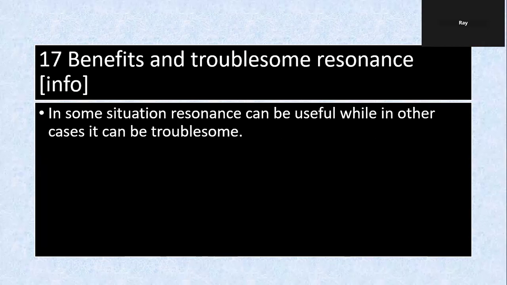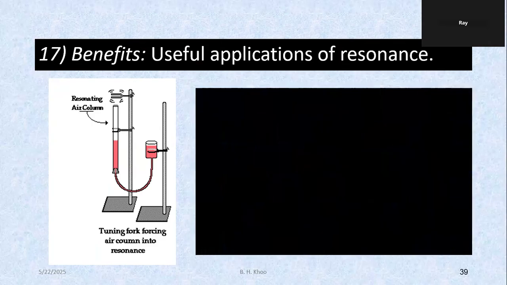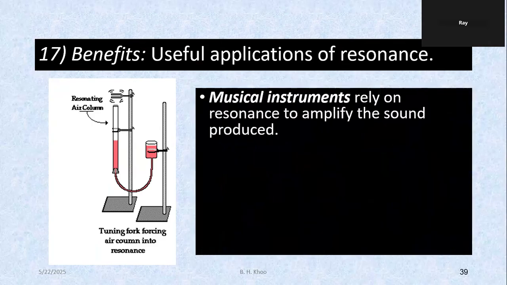In some situations, resonance can be useful, but in other cases, it's troublesome. Benefit, useful application of resonance: your resonant tube, you amplify the sound. Musical instruments rely on resonance to amplify the sound produced. Tuning fork is very soft, so at resonance, you can hear the sound of the tuning fork.